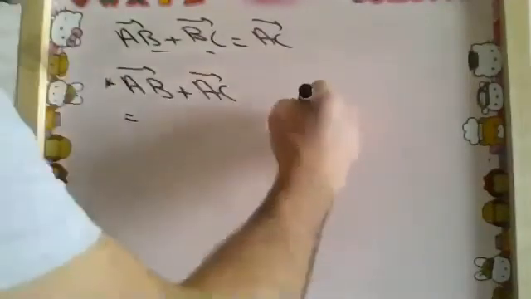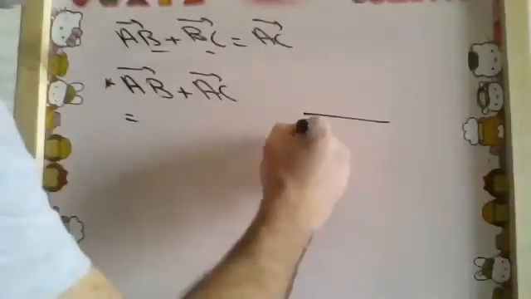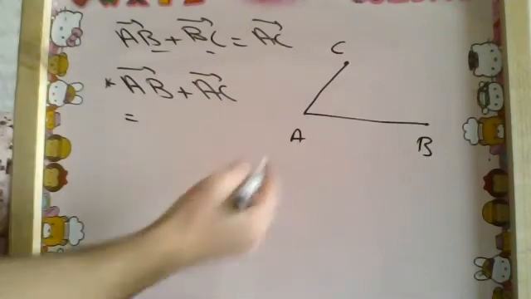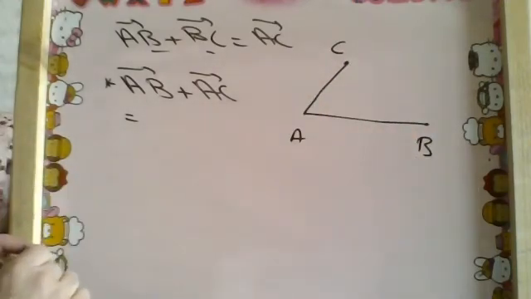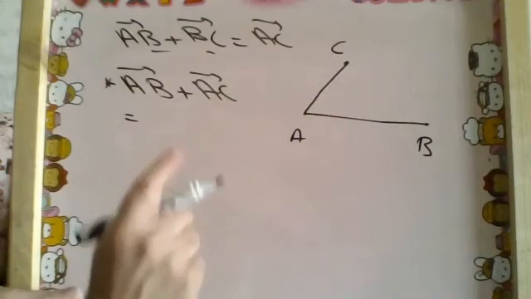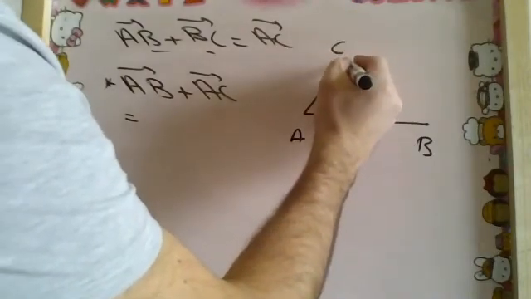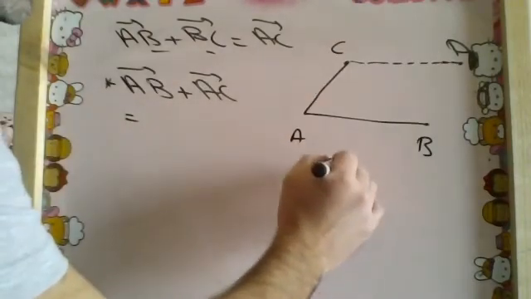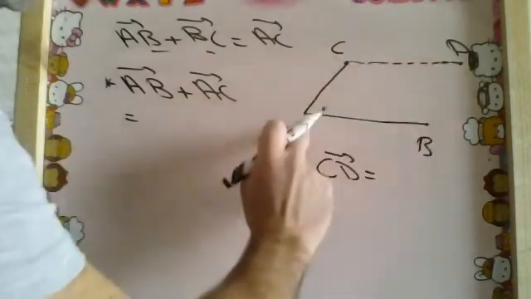If you have vector AB and vector AC, AB plus AC, we need to build a parallelogram. From point B draw a vector equal to AC, or from point C draw a vector equal to AB. One of them is enough, and the point that comes out is new. So let's say from point C, draw a vector, let's say CD. Vector CD is equal to vector AB.